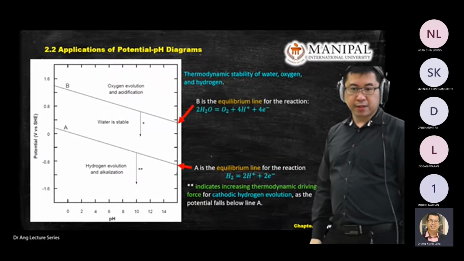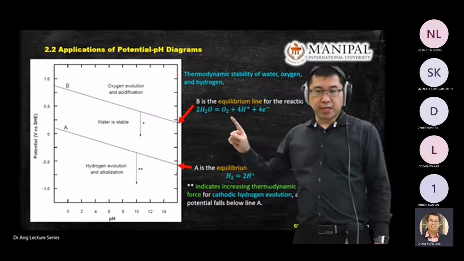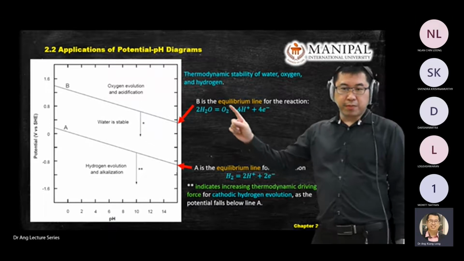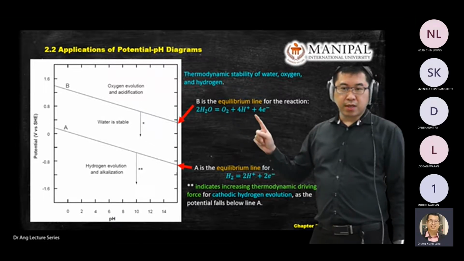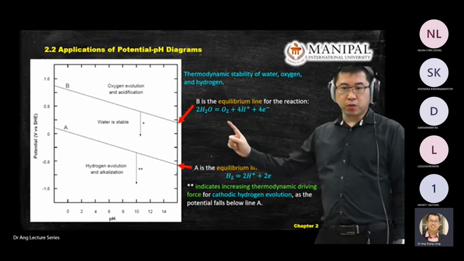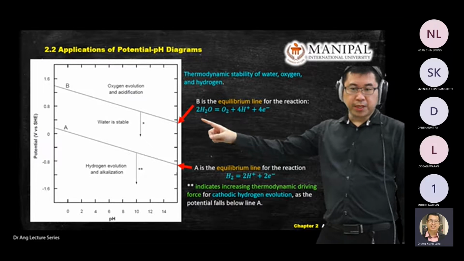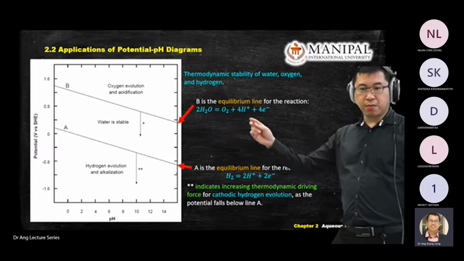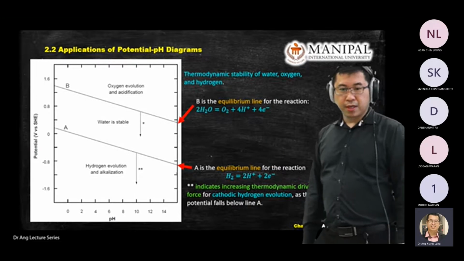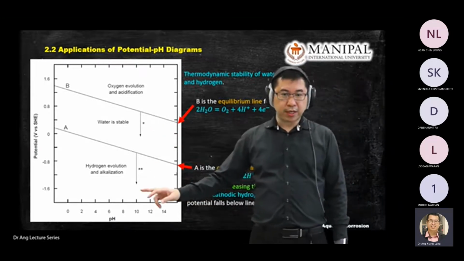Second line, which is a line for the process of water. Water breaks into ion charges, positive charge and negative charge. A is about hydrogen, B is about water, how water breaks into charges. Okay. So as you can see here, there are some notations here.